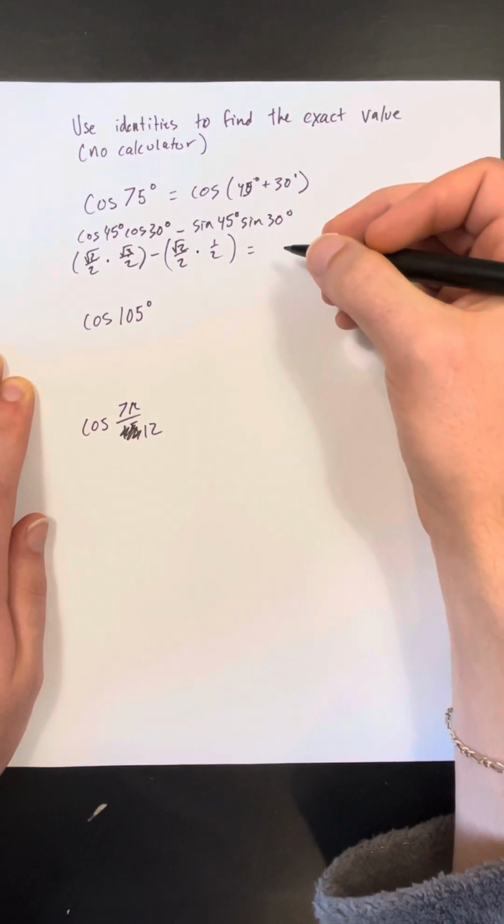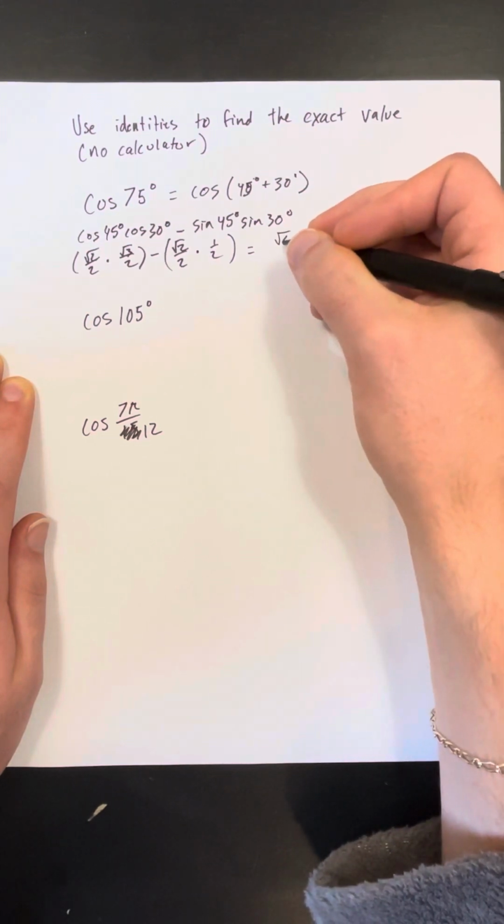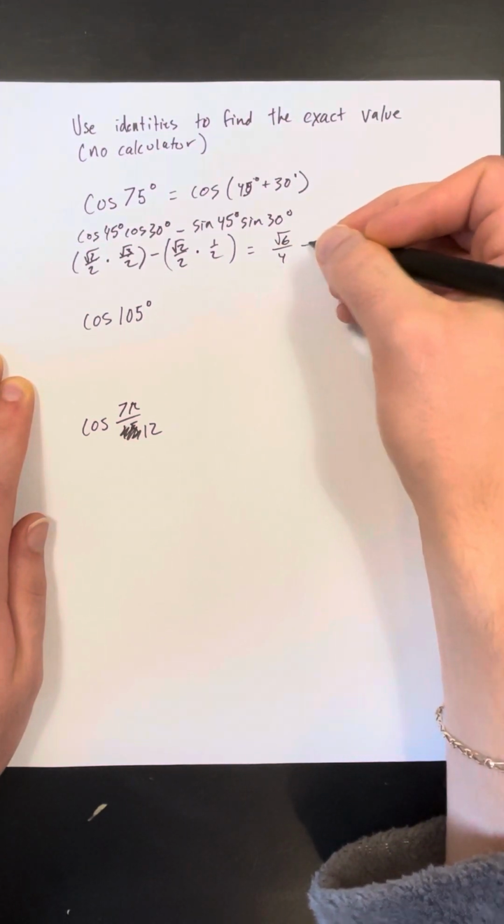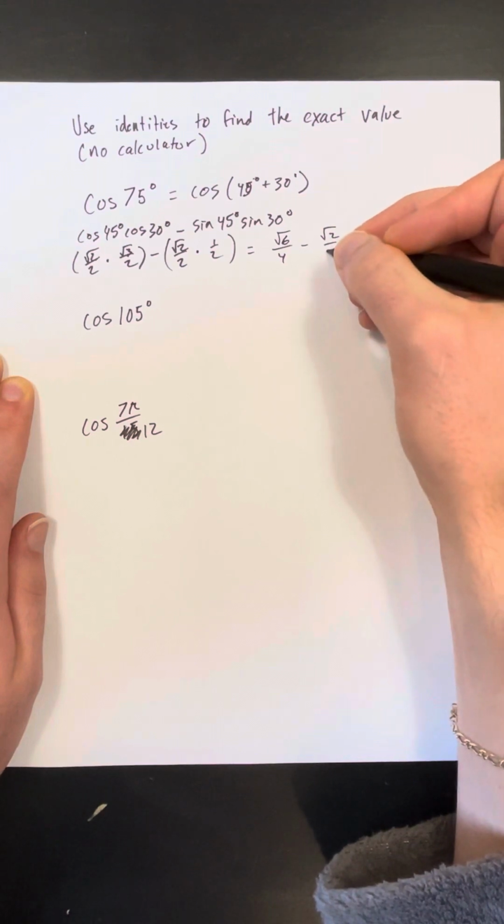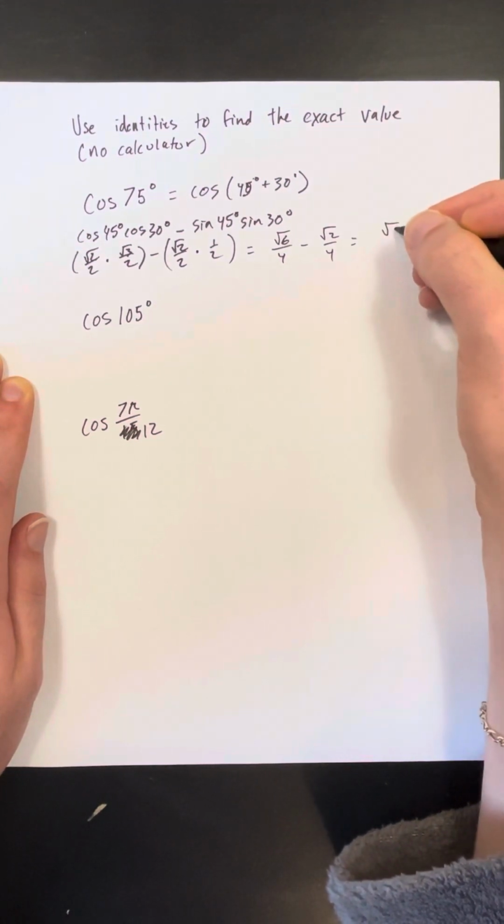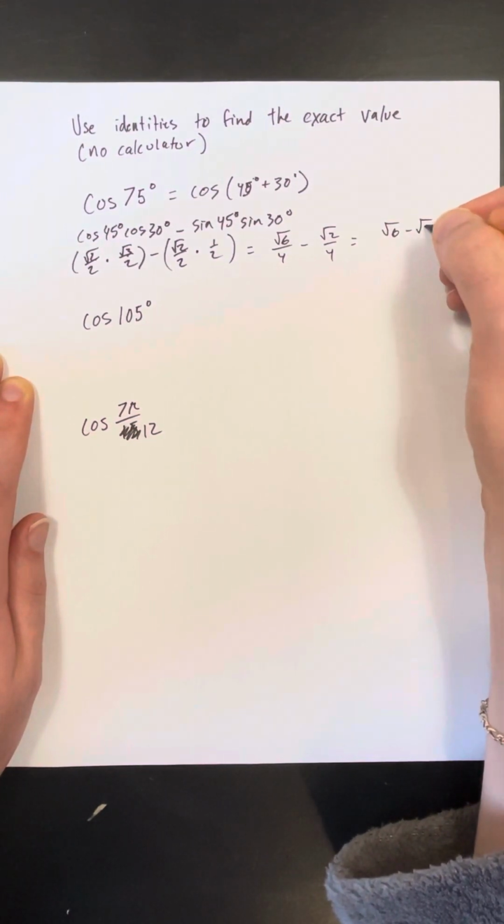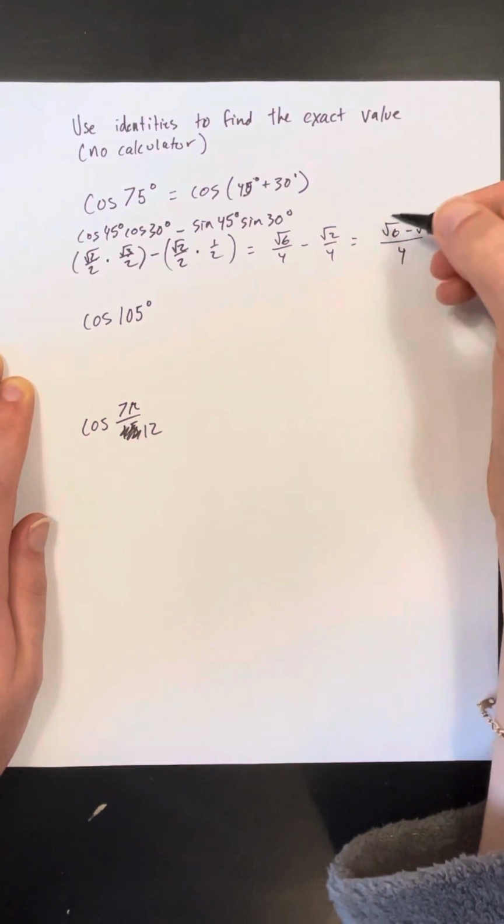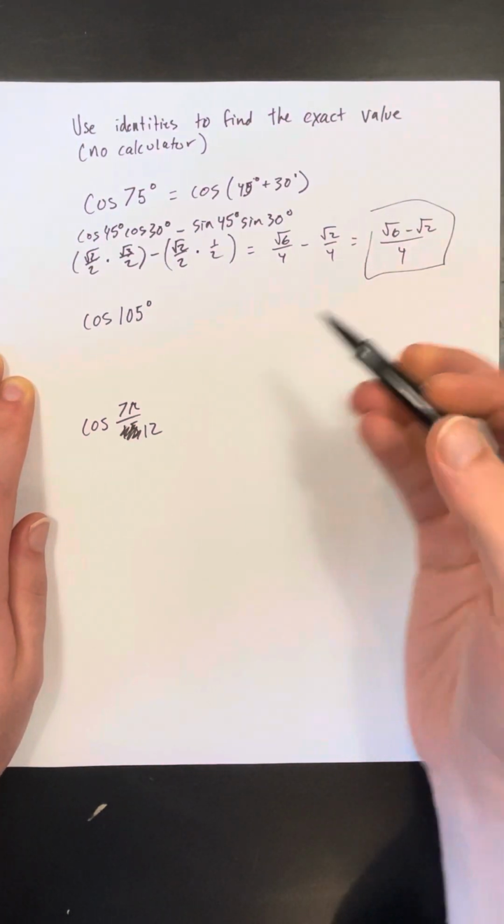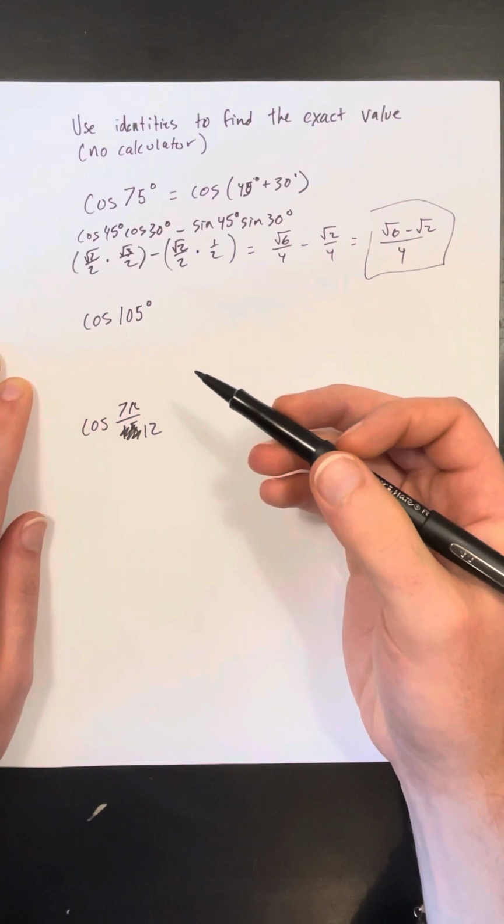And this works out to be root 6 over 4 minus root 2 over 4. You can just write this as root 6 minus root 2 over 4. And that is that one. For this one, it's very similar.